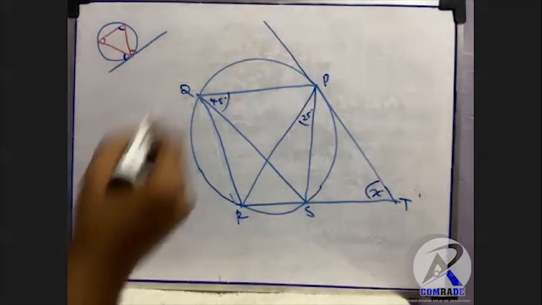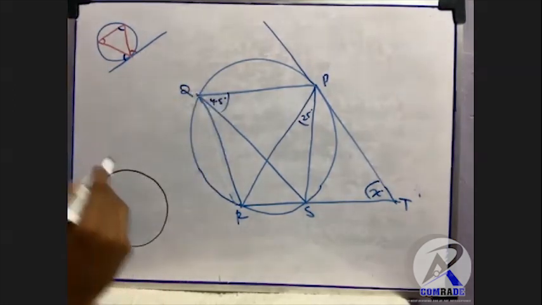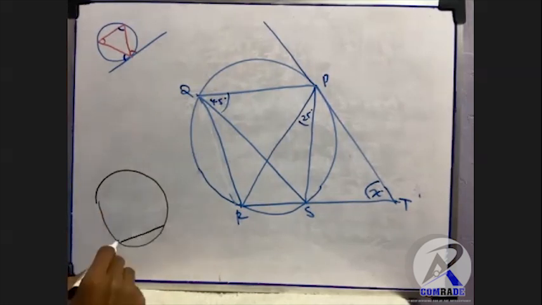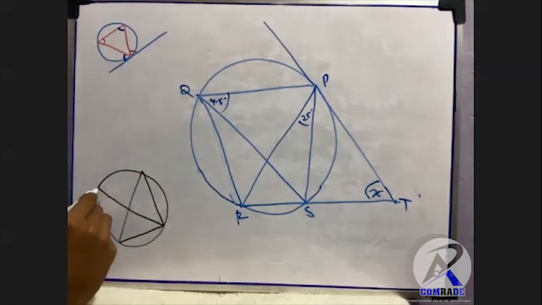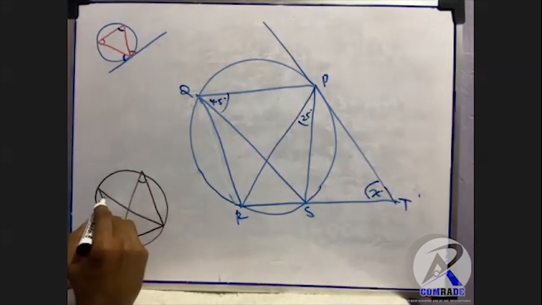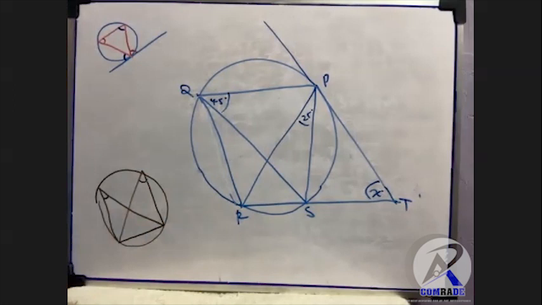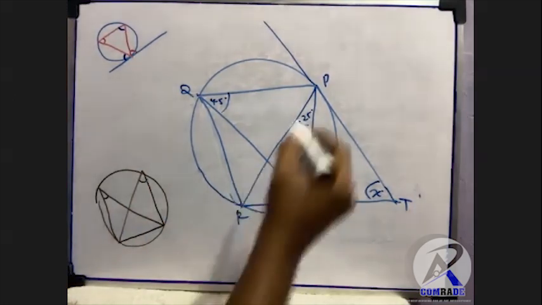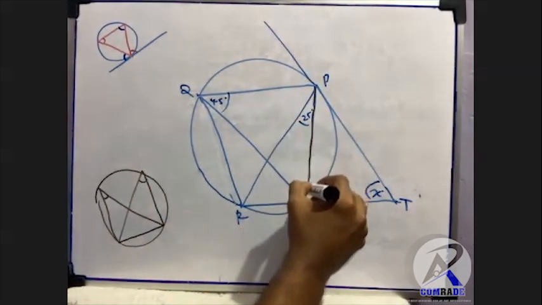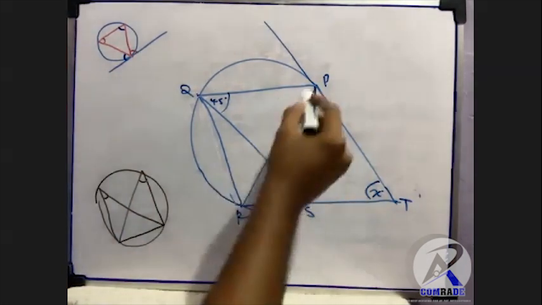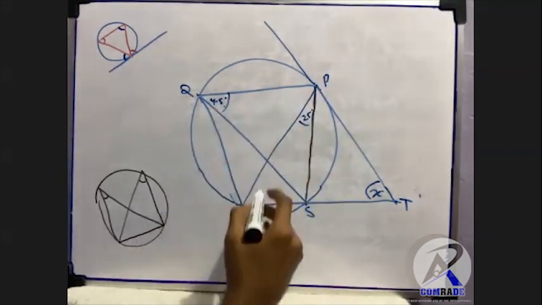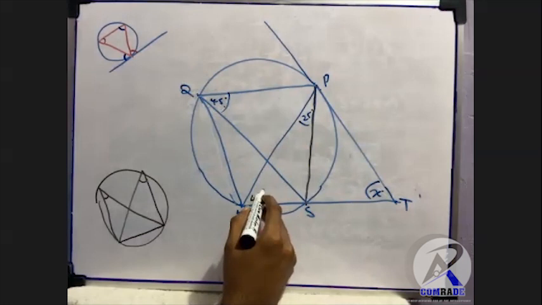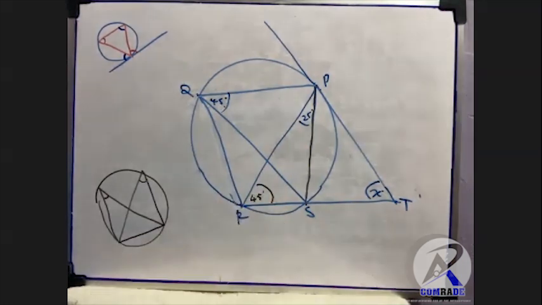Next, if you have a circle like this and you draw a chord like this, and from the same segment you draw angles like this, both angles are equal. So, angles in the same segment. With that knowledge, P and S form the same segment of this and this. That means this is 45, so this also should be 45.